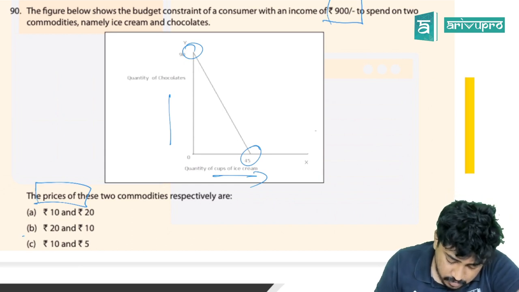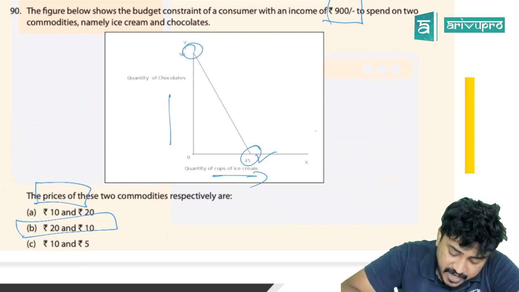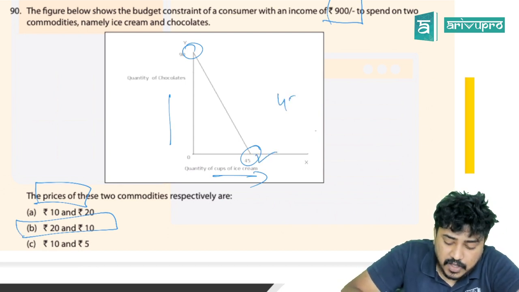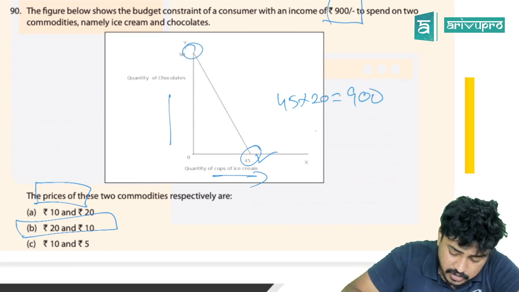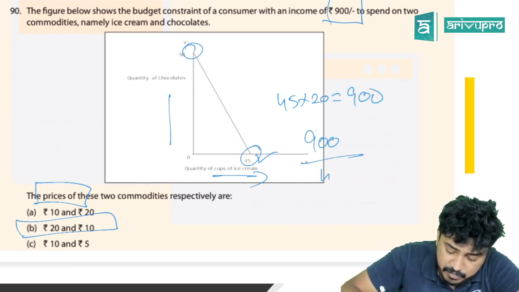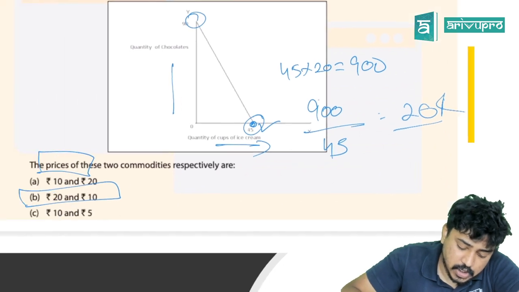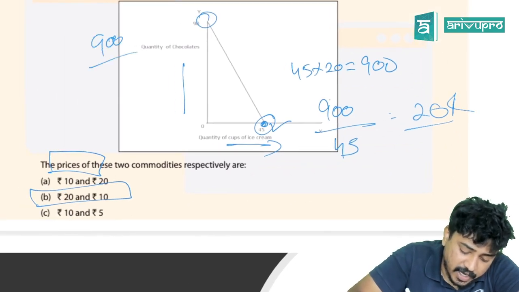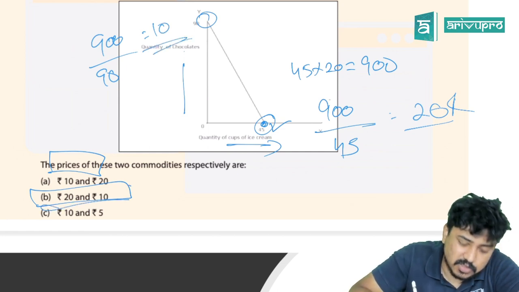Answer is B, 20 and 10, right? Because 45 ice creams, 45 into 20, that will be 900. Or in other words, 900 is my budget. I am buying at 45. I am able to buy means 20 rupees. Here, 900 divided by, for chocolates, 90. That should be 10, right? This is what it is.